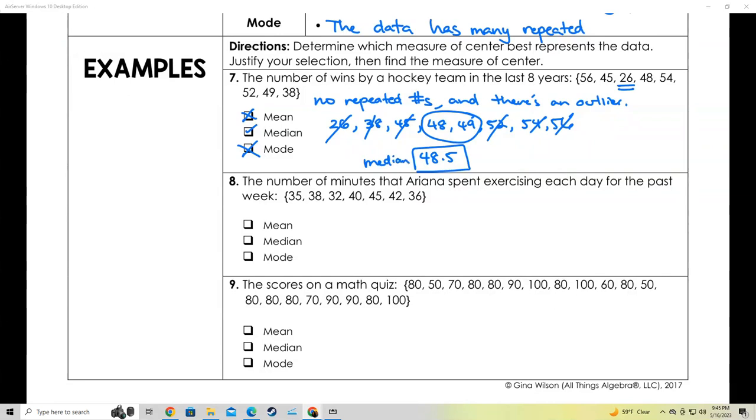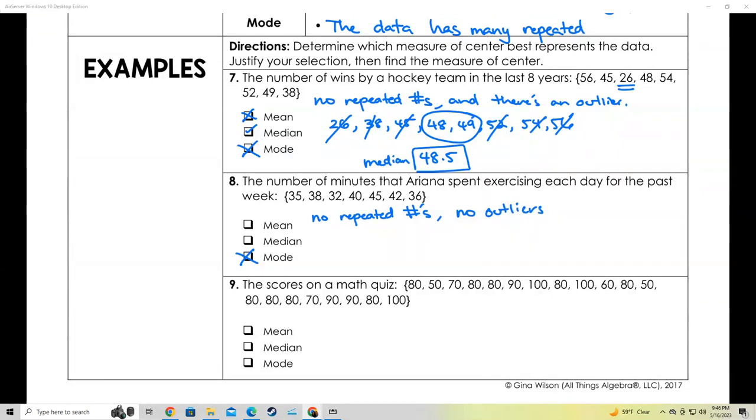All right, let's look at the next one. It says the number of minutes that Ariana spent exercising each day for the past week. She got 35, 38, 32, 40, 45, 42, 36. First of all, I noticed that there are no repeated numbers. So I'm not going to use the mode. I don't see any number that's super scary, completely off. So I'm going to say that there are no outliers here.